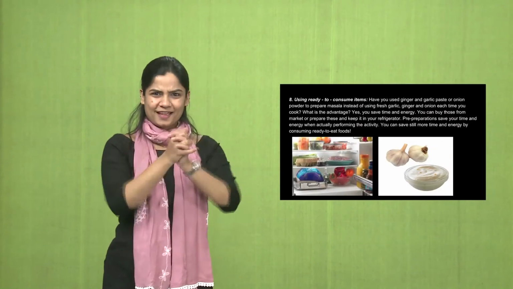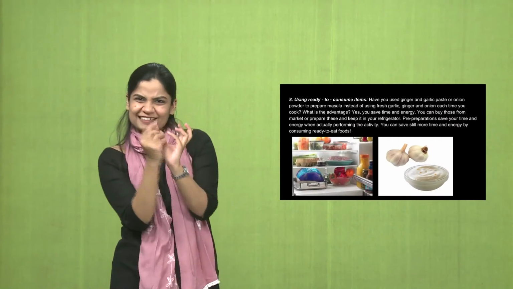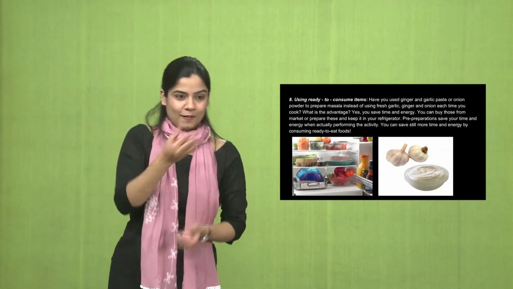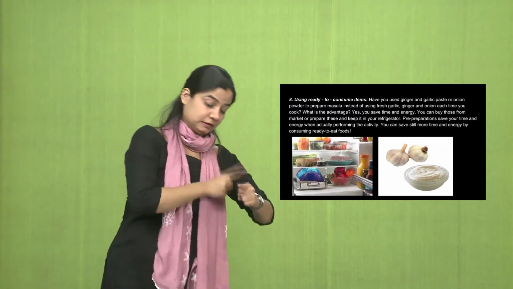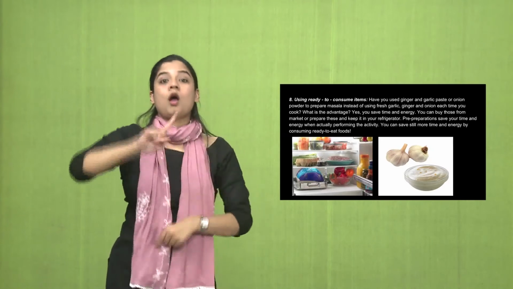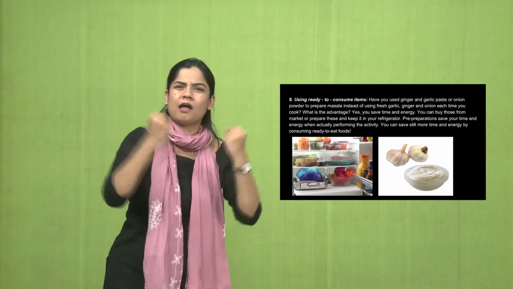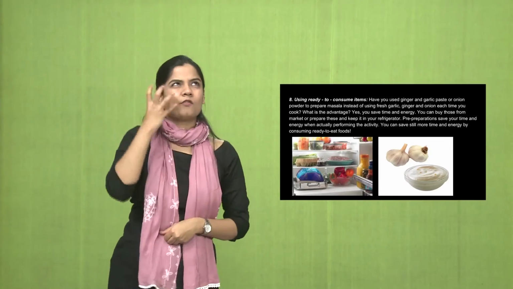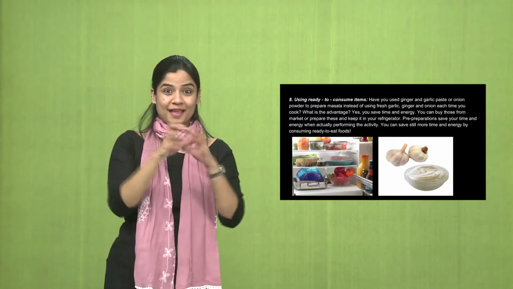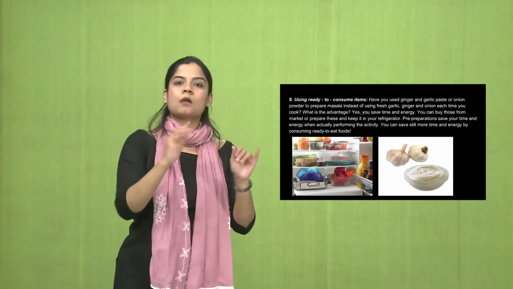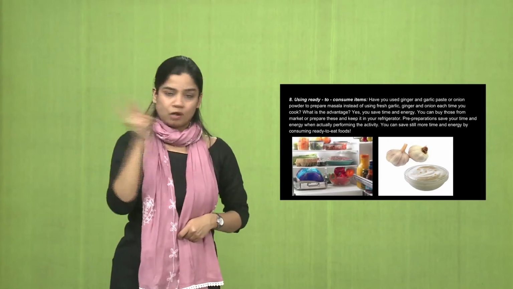Using ready to use consumable items, for example garlic. Garlic is something that we need every day, like garlic paste, etc. So it's not wise to make garlic paste every day. You can always make garlic paste in abundance and keep it in the fridge. Since you have to use it every day, you can cut it, keep it ready and keep it in the fridge. It won't get bad. You can use it again and again whenever you need it to cook your food.